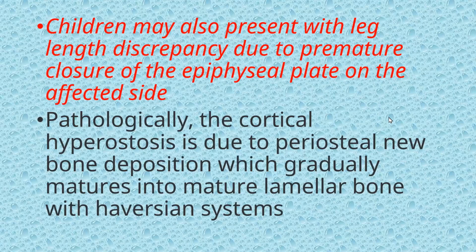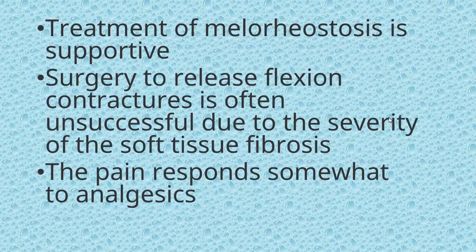Pathologically, the cortical hyperostosis is due to periosteal new bone deposition, which gradually matures into mature lamellar bone with Haversian system. Treatment of melorheostosis is supportive. Surgery to release flexion contractures is often unsuccessful due to the severity of the soft tissue fibrosis. The pain responds somewhat to analgesics.